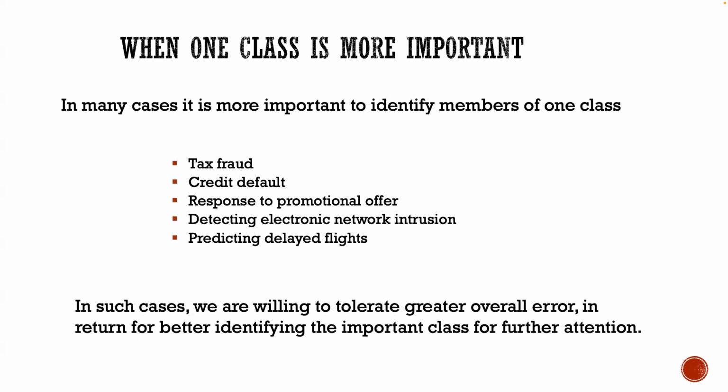So sometimes one class is more important. And in such cases, we actually can tolerate a little higher overall error because we choose a cutoff which is not 0.5. And in return, the advantage is that we are able to identify the important class, which requires more attention because it helps us increase our revenue.